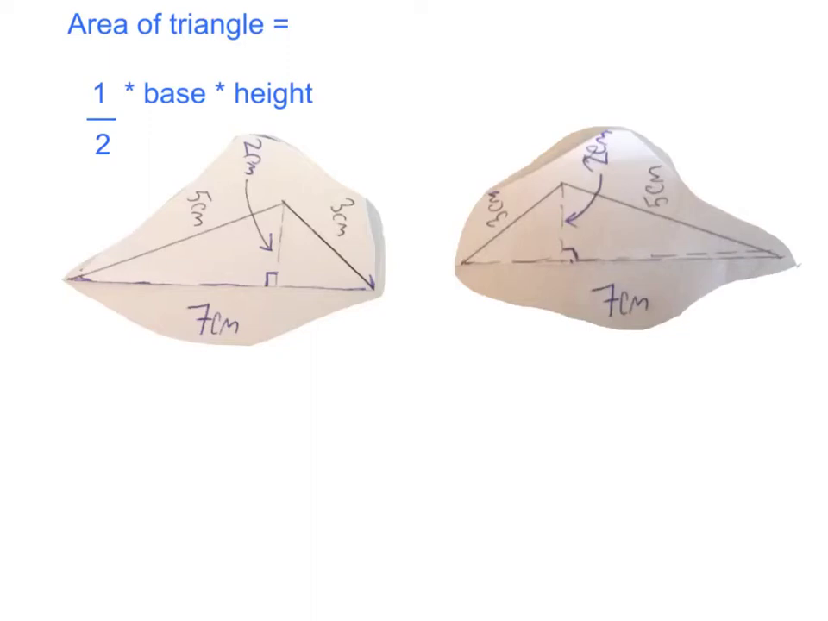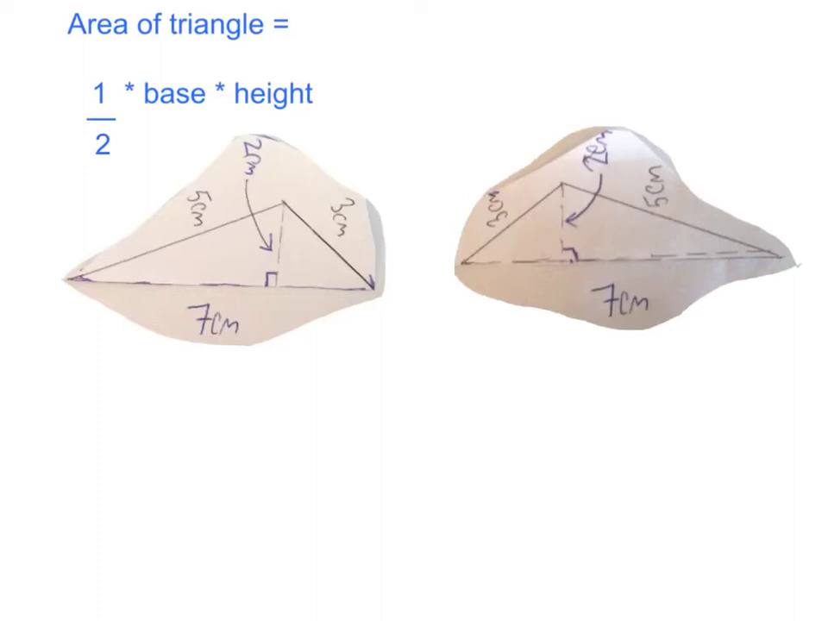Now we can calculate our base. Our base is just 7 centimeters. What is our height? Our height is 2 centimeters. So we'll multiply 1/2 times 7 centimeters times 2 centimeters, and that'll give us the area of just one triangle. And 1/2 times 7 centimeters times 2 centimeters gives us 7 centimeters squared, and that's the area of one triangle.